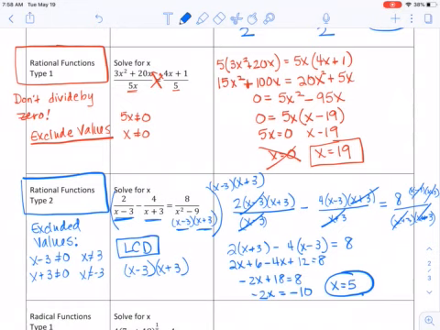Okay, those are the only 2 on this one. So now you guys are going to go do the rational function practice, and that is numbers 1 through 7 on, I believe, the 3rd page of that review packet. Okay, have a great day.